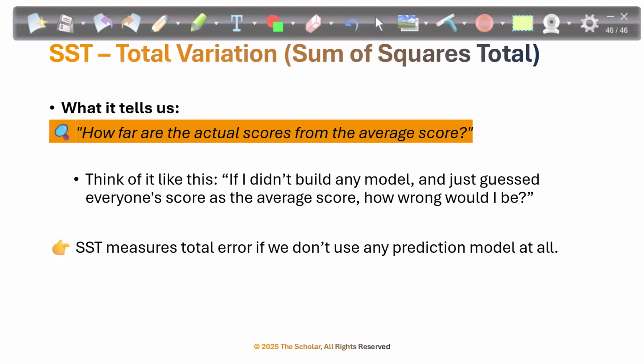Let's break it down. First one is SST. We discussed that. How far the actual scores are from the average score. Error coming from the average line, right? Think of it like this. If I did not build any model and just guessed everyone's score as the average score, how wrong would I be? SST measures total error if we don't use any prediction model at all. Because we are saying that average is what I am going with. So that is my SST.